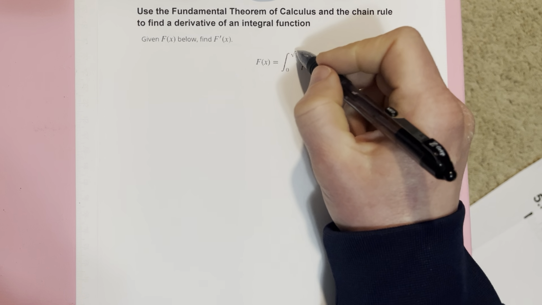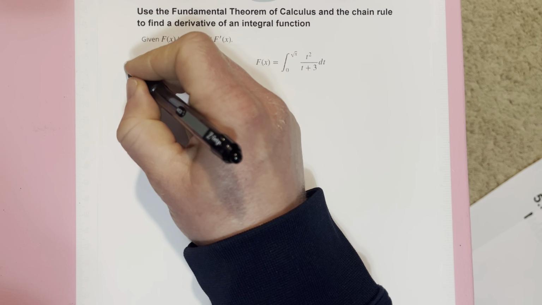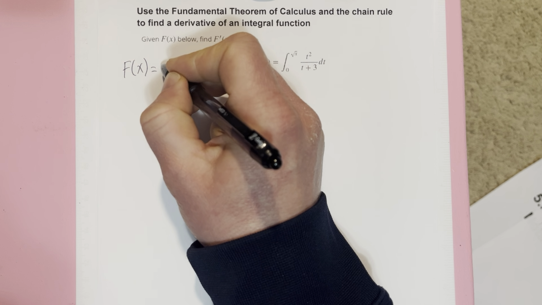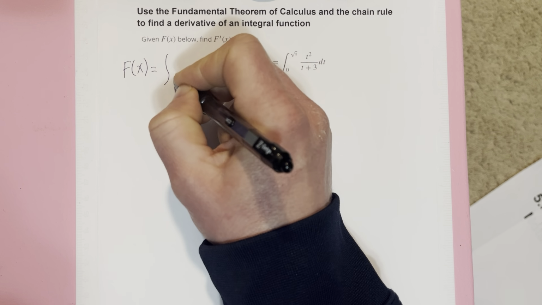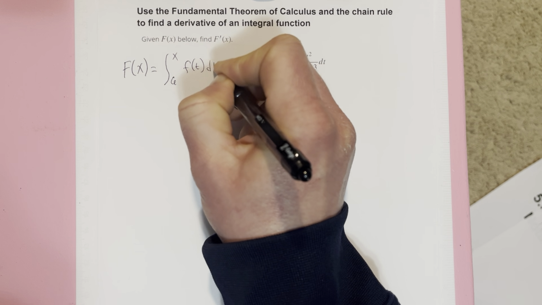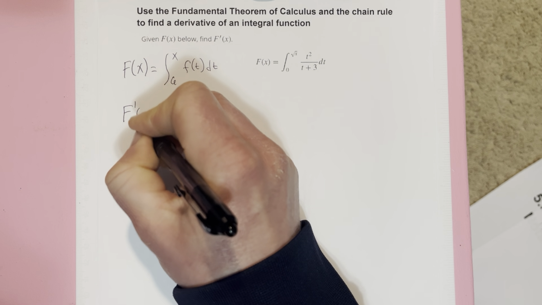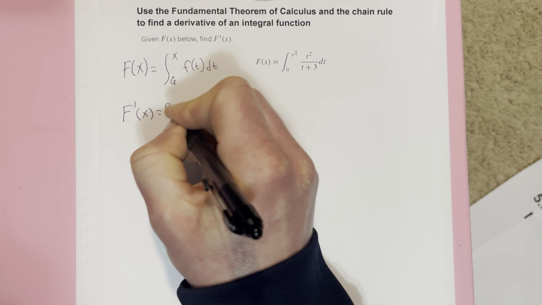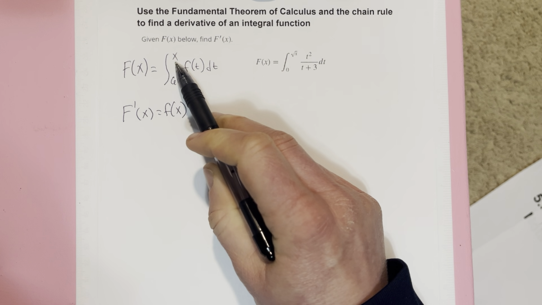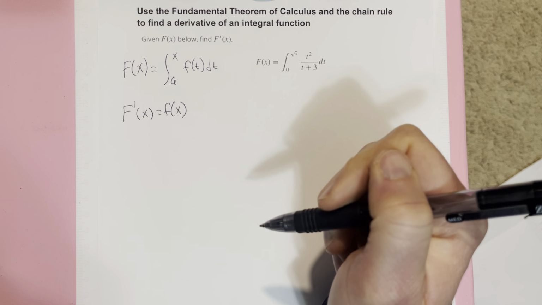So you notice they're giving us something different than what we're used to. They're giving us root of x. And we're used to the fundamental theorem of calculus saying that F of x is equal to the integral from a to x of f of t dt. So when we have this, F prime of x is equal to f of x. Well, now we have something other than x here. So when we actually take the derivative, we're going to end up with a chain rule here.